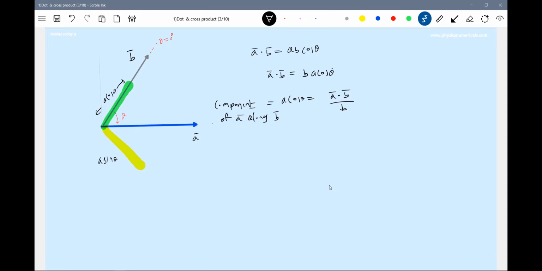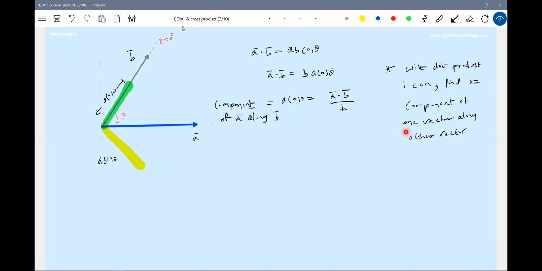Sir, can you find out A sin theta? Yes, I can find out A sin theta, but let me focus more on this one. So what is the component of vector A bar along B bar? So what is the dot product? Shall we conclude here using dot product? The first important thing: with the dot product, I can find the component of one vector along another vector.